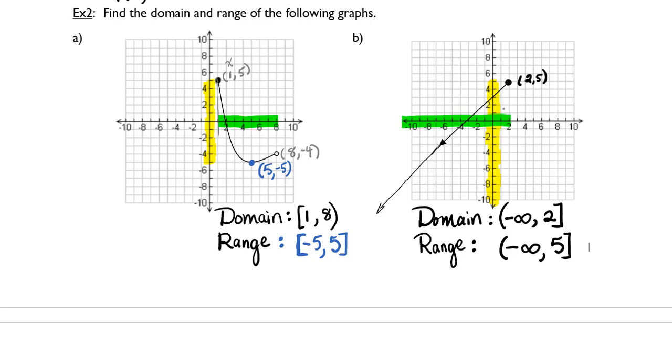So remember, domain values are how far the curve exists left to right, and range values are how far the graph exists from lowest to highest.